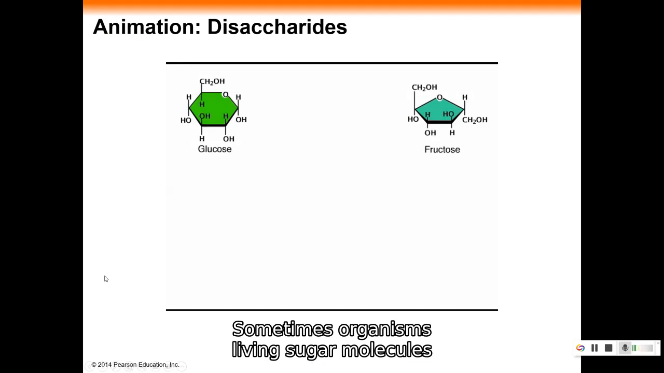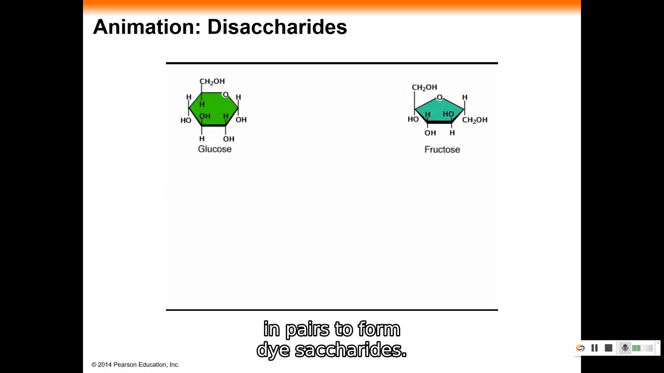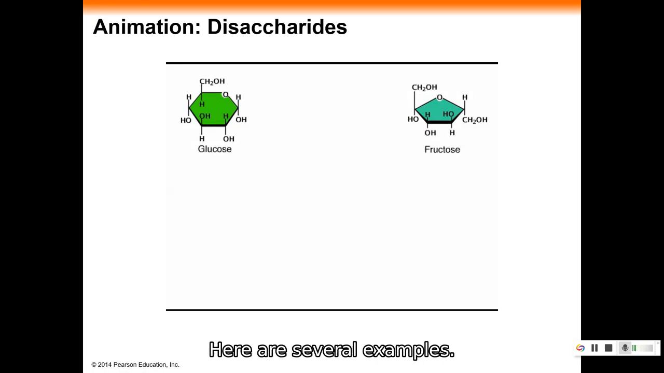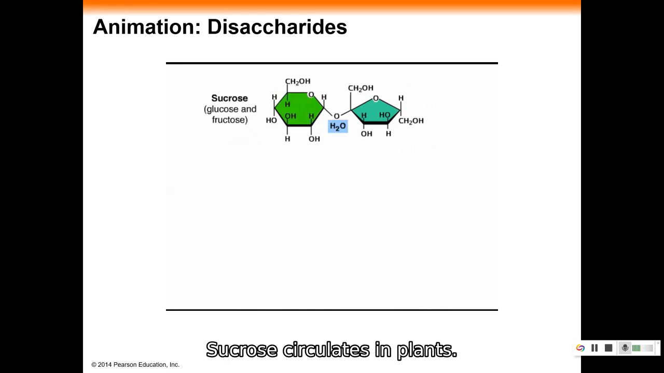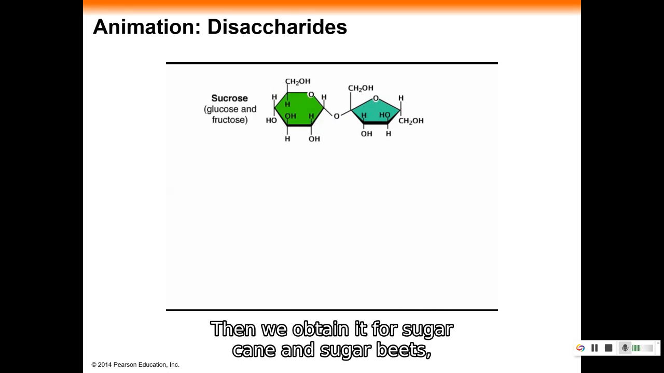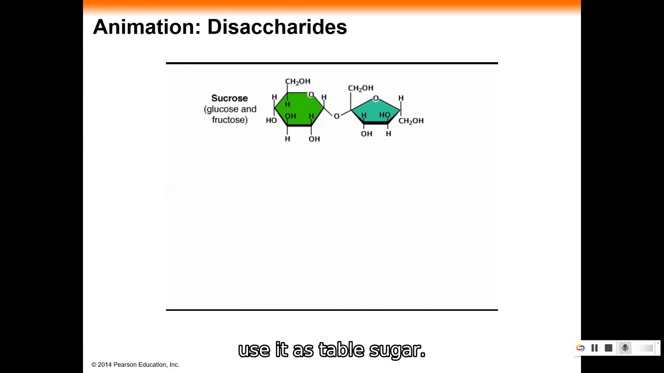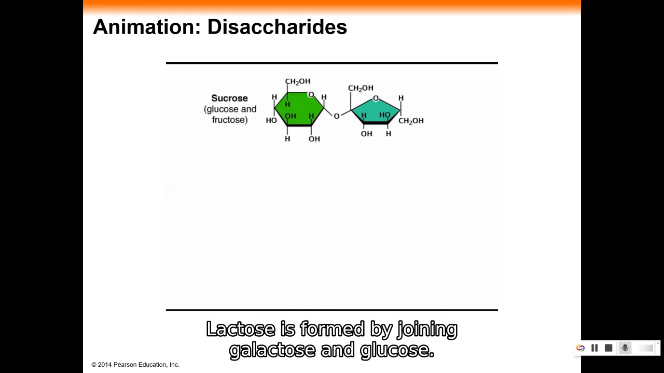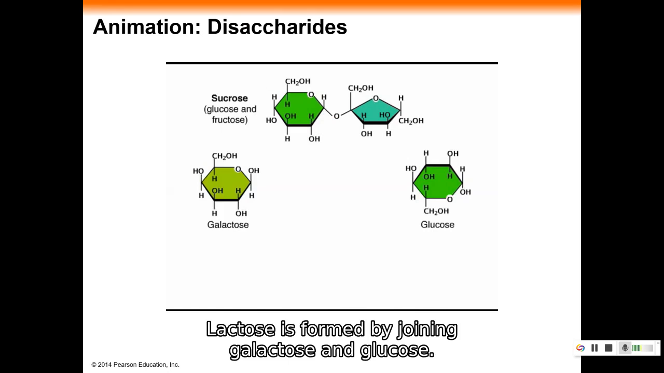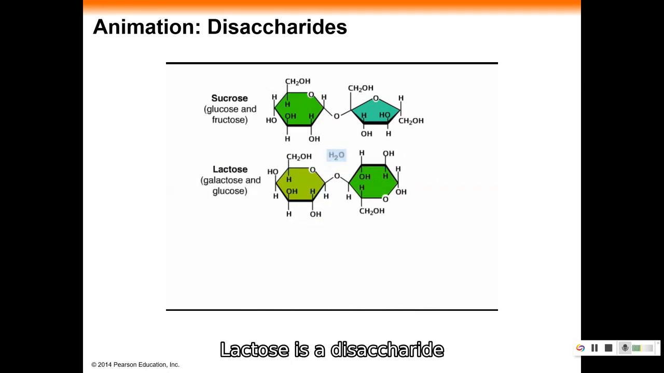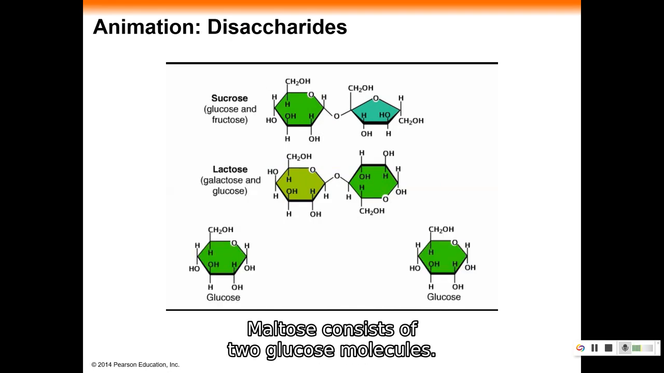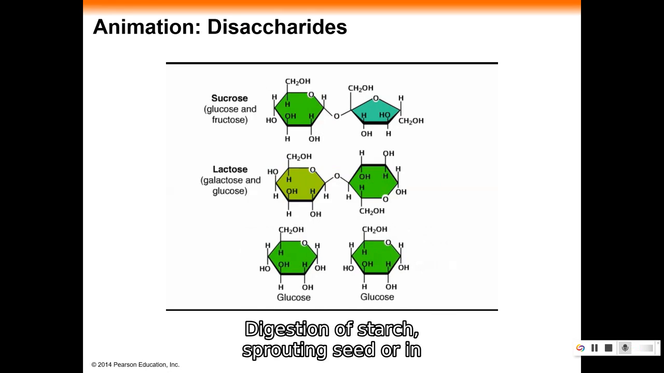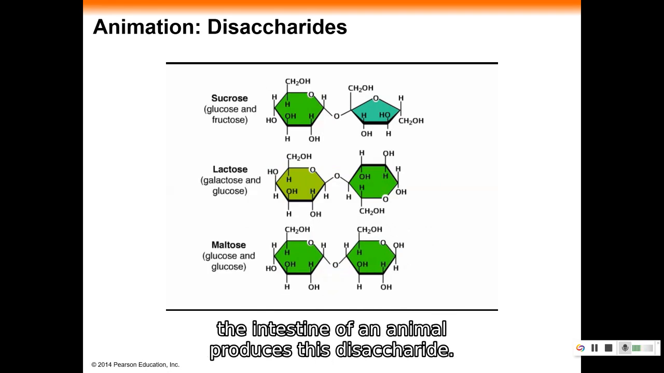Sometimes organisms link sugar molecules in pairs to form disaccharides. Here are several examples. Plants make sucrose by joining glucose and fructose. Sucrose circulates in plant sap, and we obtain it from sugarcane and sugar beets and use it as table sugar. Lactose is formed by joining galactose and glucose. Lactose is the disaccharide that gives milk its sweet taste. Maltose consists of two linked glucose molecules. Digestion of starch in a sprouting seed or in the intestine of an animal produces this disaccharide.